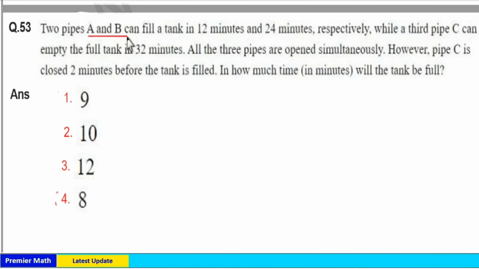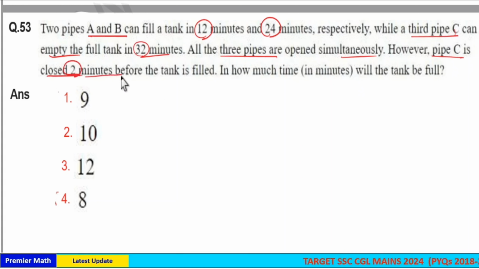Two pipes A and B can fill a tank in 12 minutes and 24 minutes respectively, while third pipe C can empty a full tank in 32 minutes. All the 3 pipes are opened simultaneously. However, pipe C is closed 2 minutes before the tank is filled. In how much time will the tank be full?